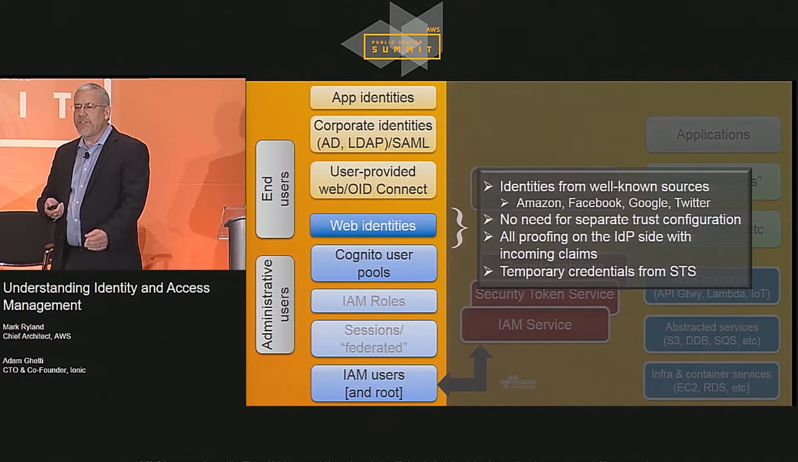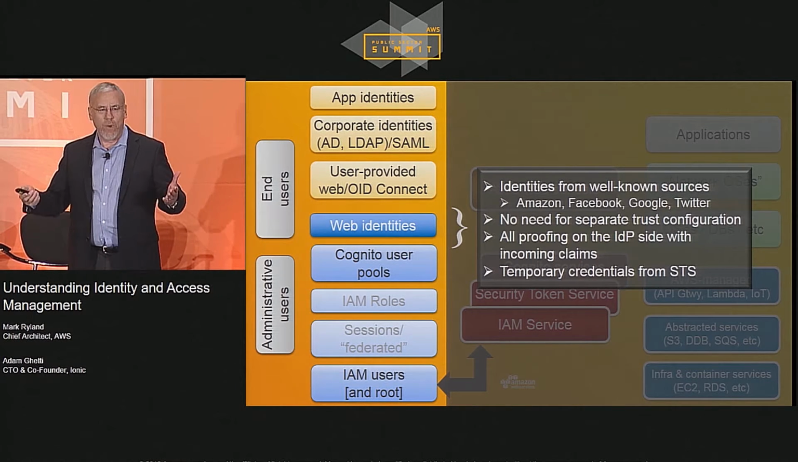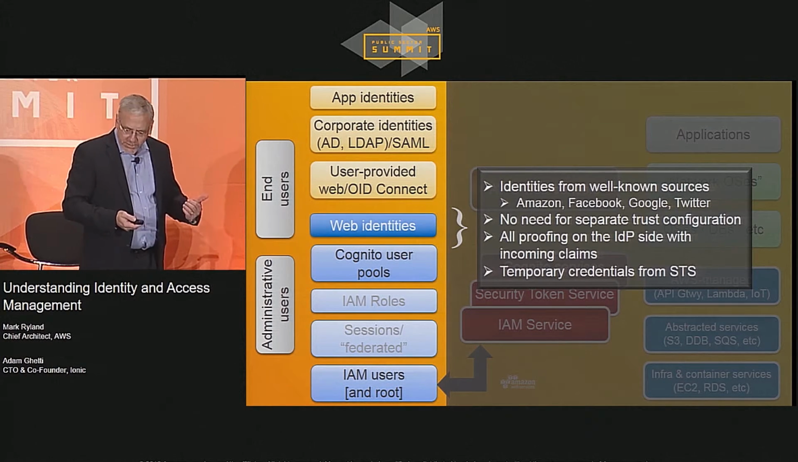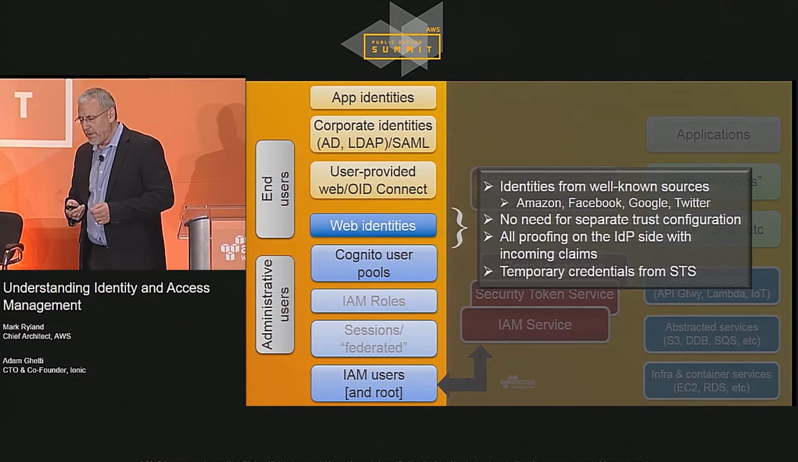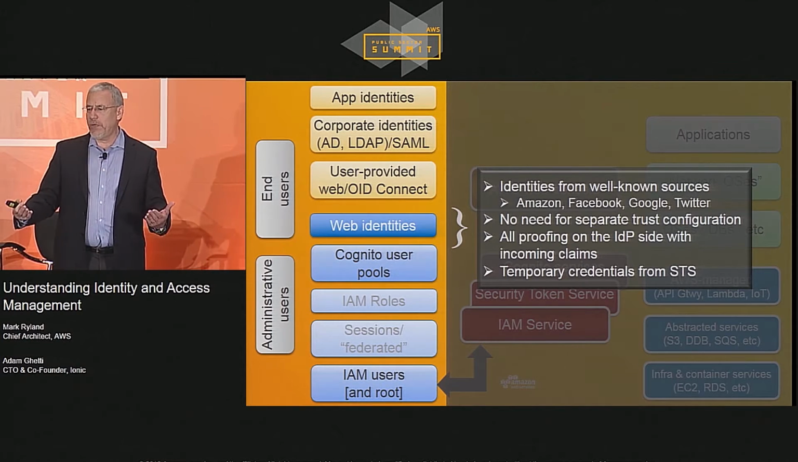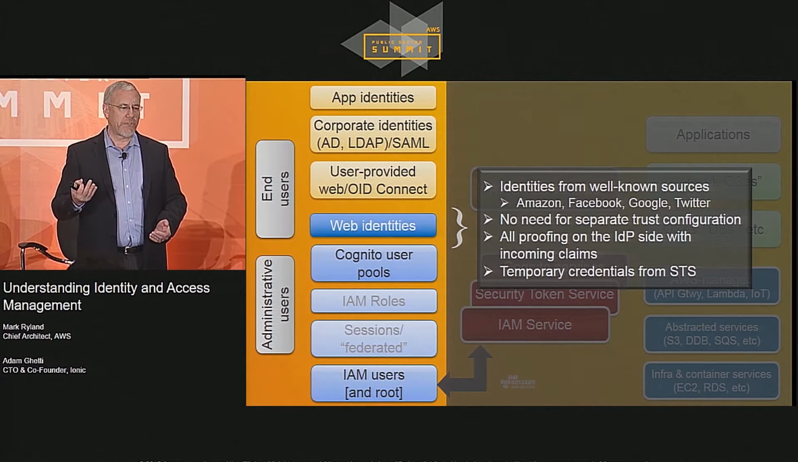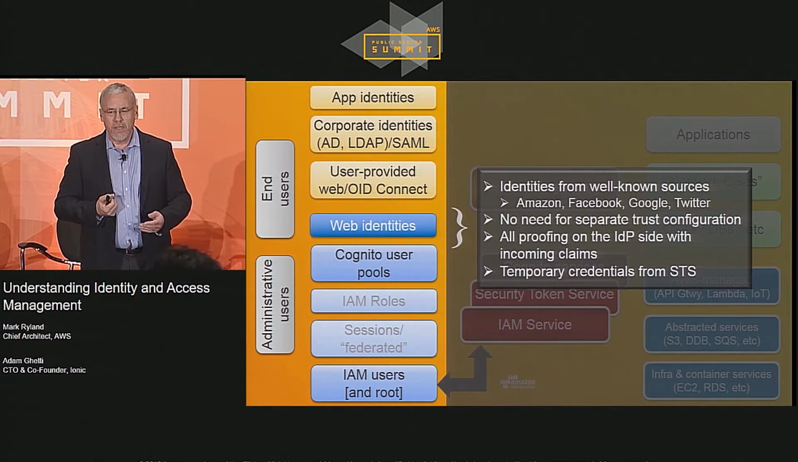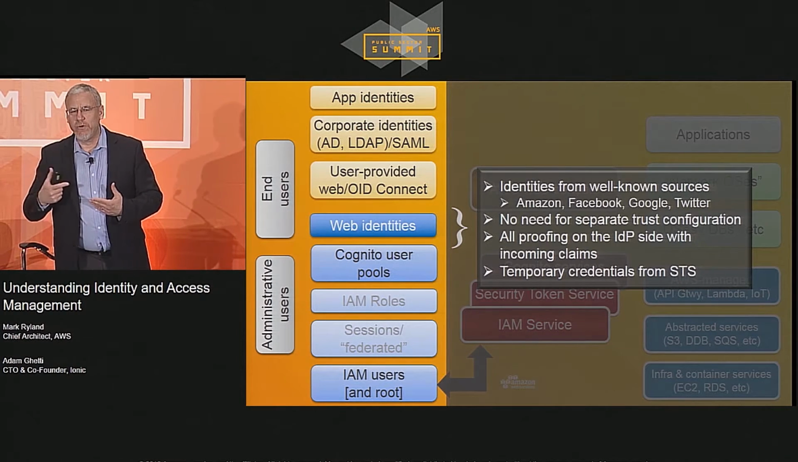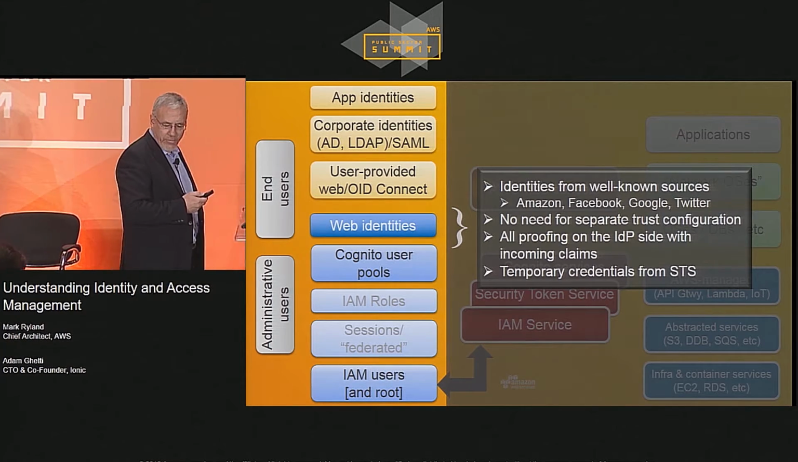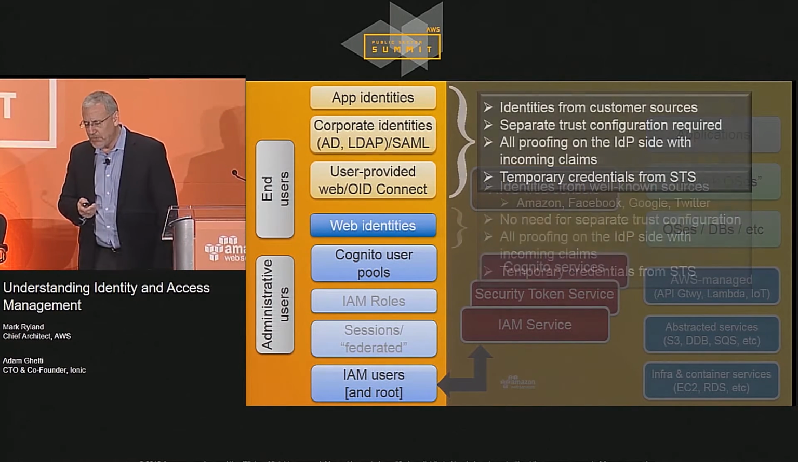So given some well-known sources of identity in the web ecosystem, specifically login by Amazon, Facebook, Google, and Twitter identities, we've pre-configured trust between our system and those systems so that if you come in with one of those tokens, you can transform that into an AWS token, and then you can create privileges around the federated user. So that's an interesting use case.